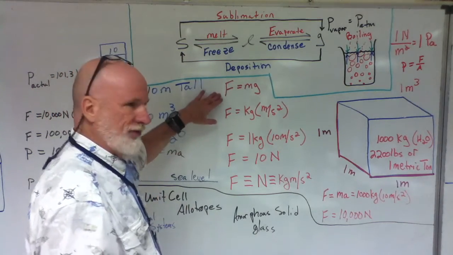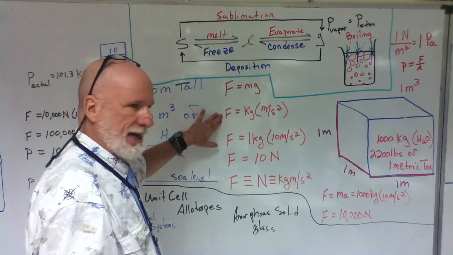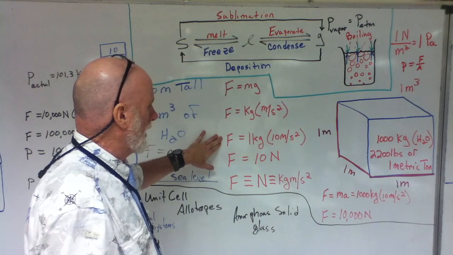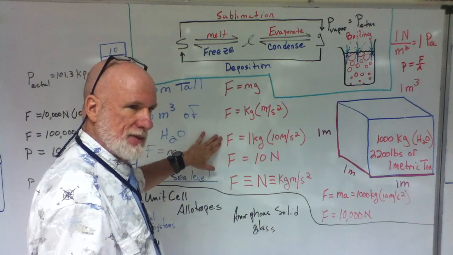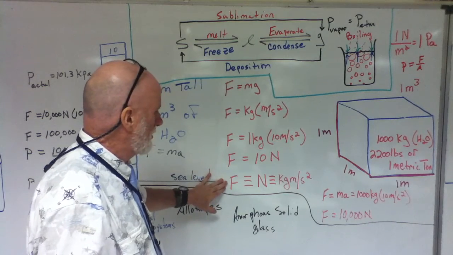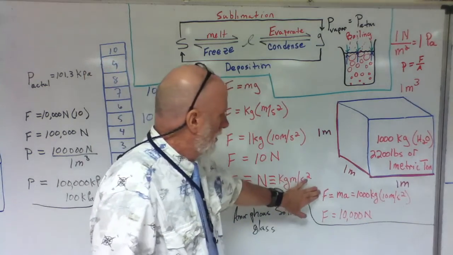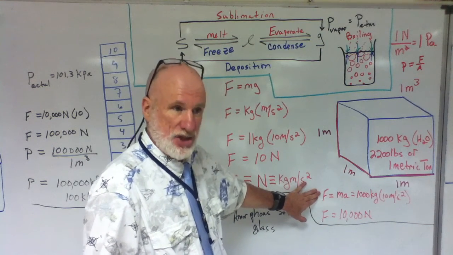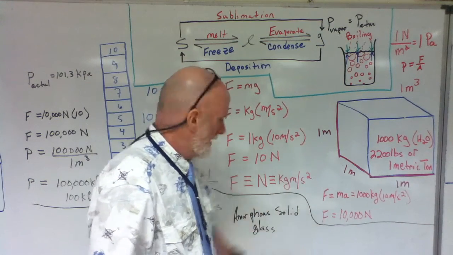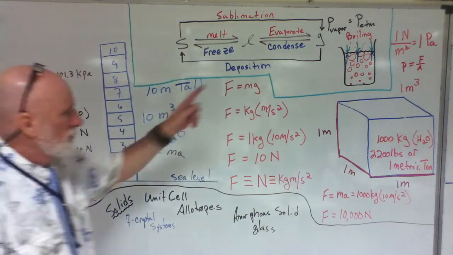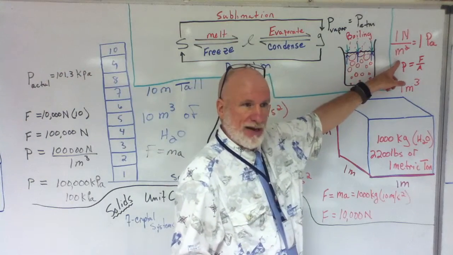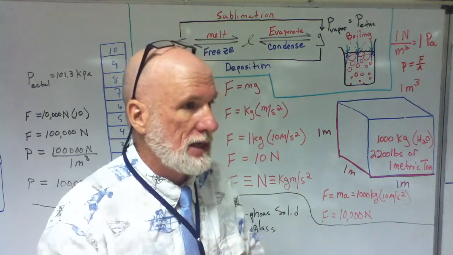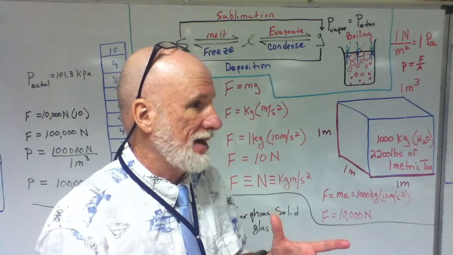So, F equals mg, F equals kilogram times meters per second squared. F is 1 kilogram times 10 meters per second squared. That's 10 newtons. So that's what a newton is, to review. F equals ma, 1,000 times 10 meters per second squared is going to be 10,000 newtons, right? This was going to be 100,000 newtons. 1 newton per meter squared is 1 Pascal. So the atmospheric pressure is 100,000 pascals-ish.